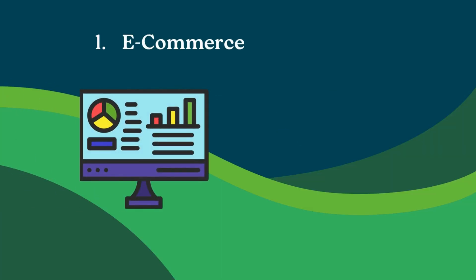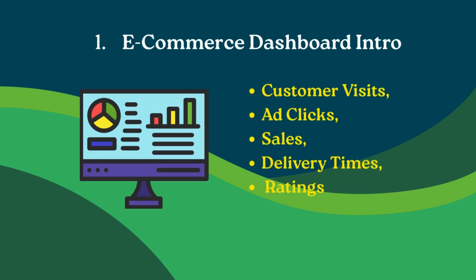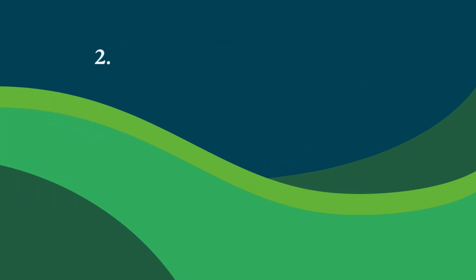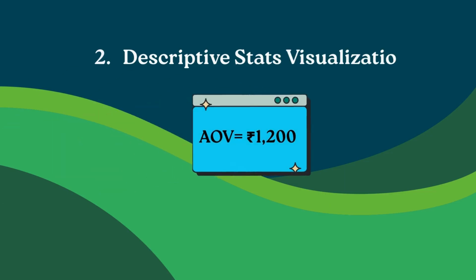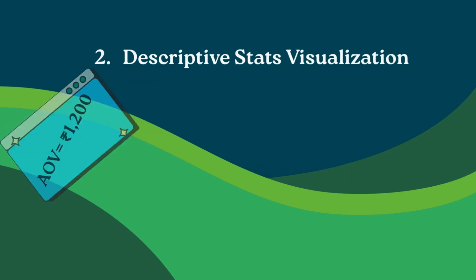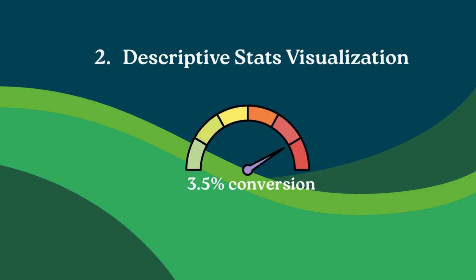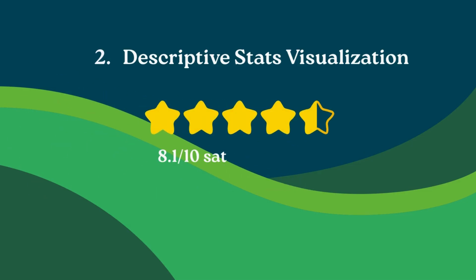Imagine you work for an e-commerce company. Every day you collect thousands of data points: customer visits, ad clicks, sales, delivery times, and ratings. You use descriptive statistics to summarize what's happening. Average order value is 1200 rupees. Conversion rate is 3.5%. Customer satisfaction averages 8.1 out of 10. But that is only half the story.